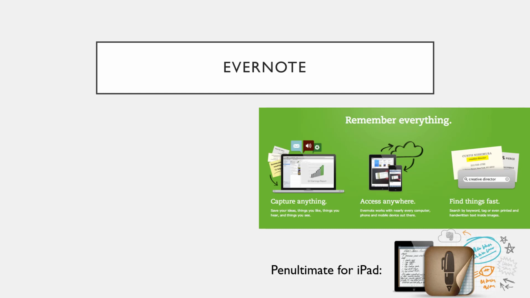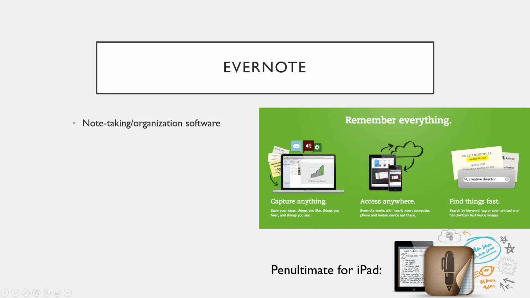All right, next up is Evernote. Kind of similar to Dropbox. This is one of those apps where you can use it on multiple platforms and always have what you need right at your fingertips. So it's basically a note-taking software that also helps you organize your life.